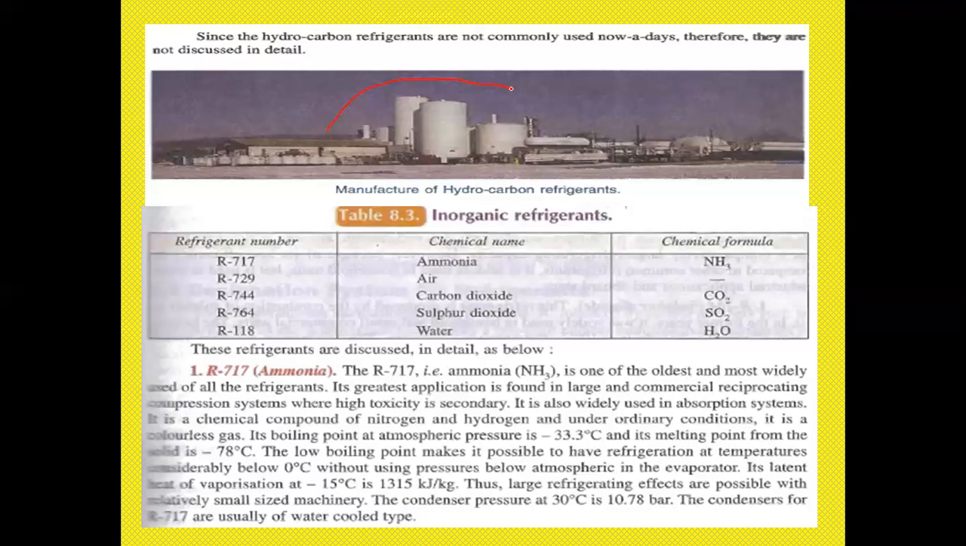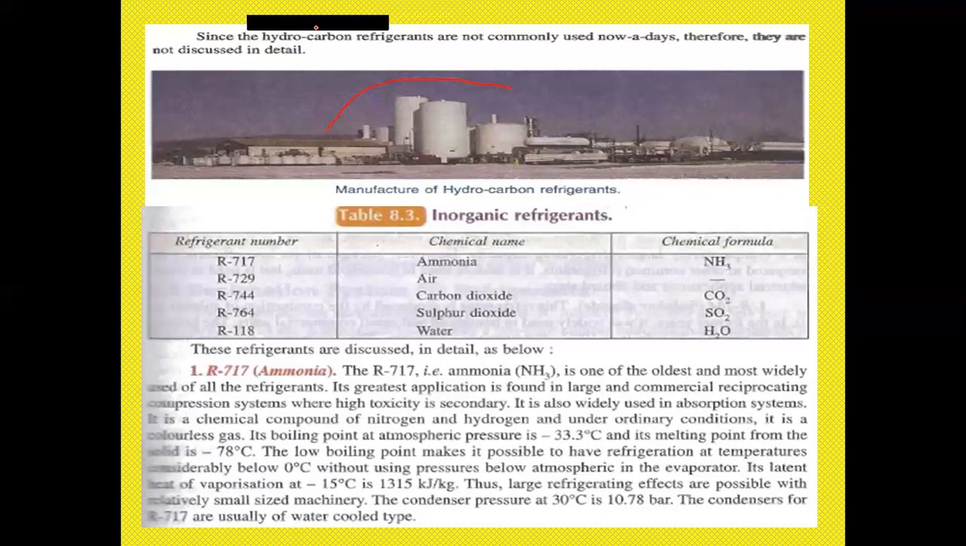So what are the best points of ammonia? Ammonia is the oldest and most widely used refrigerant. It is found in large applications in commercial reciprocating compression systems. The boiling point and melting point of this refrigerant are -33.3 degrees and -78 degrees, right? And refrigerating effects are possible with relatively small sized machinery.